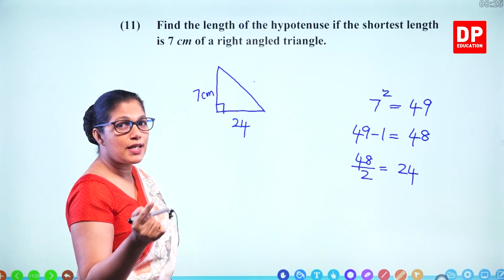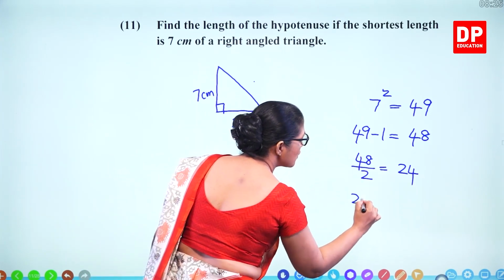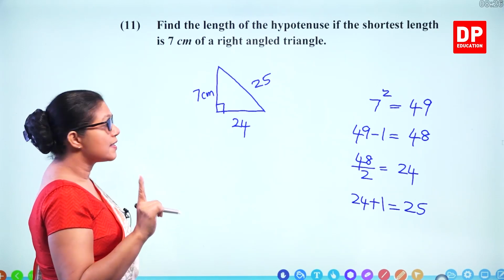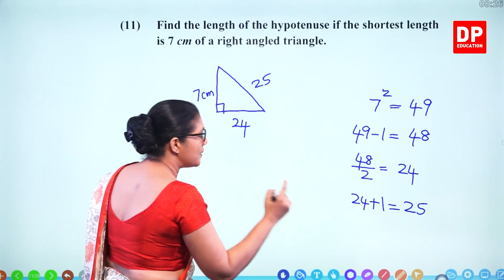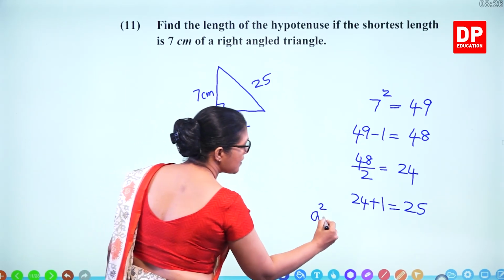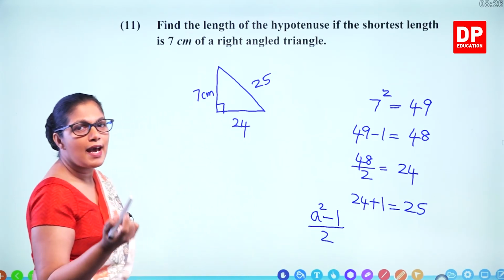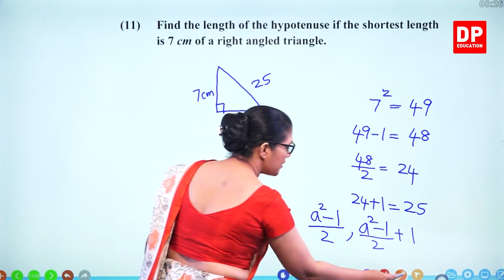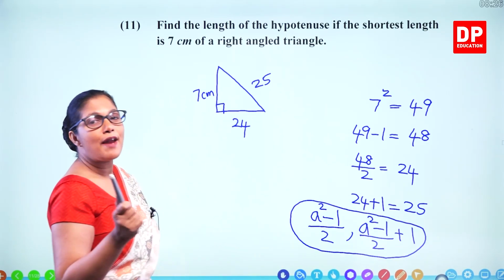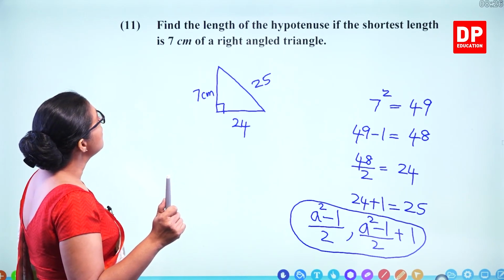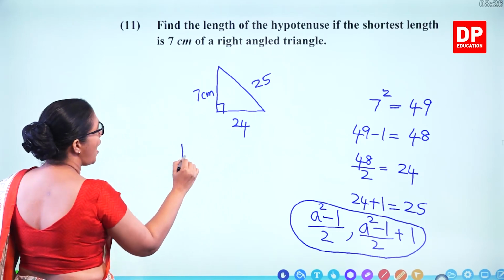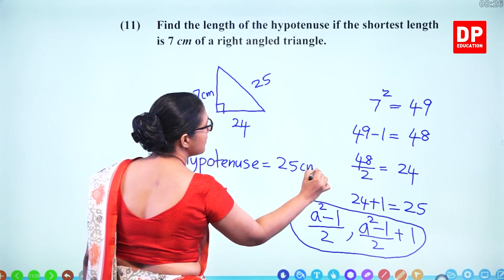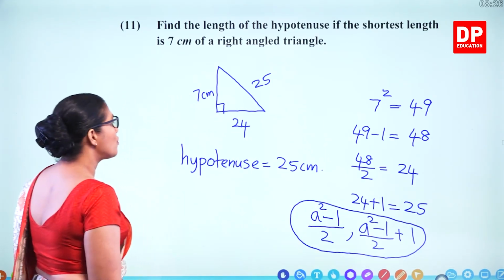Then how do you find the hypotenuse? Hypotenuse becomes 1 added to this. 24 plus 1, that's 25. So if you know the lowest value a, you square it, subtract 1 and divide by 2 to get the other side, and then you add 1 to that to get the other value. If you know this, you can straight away find the two sides. Find the length of the hypotenuse now. Hypotenuse is the longest one, so that's 25 centimeters. So you get 2 marks for that.